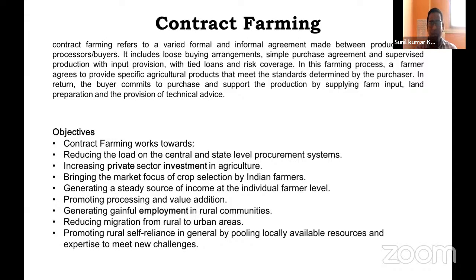Earlier we were showing that agriculture is showing slow growth, so the sector needs investment in different portions. If private players are coming, surely investment in agriculture can be increased. So it can bring a market focus to crop selection by Indian farmers. It can generate a steady source of income for the farmer. It can add employment to the rural community and other virtues.